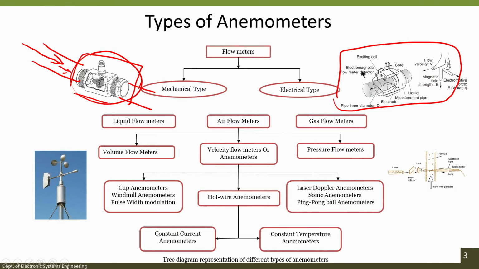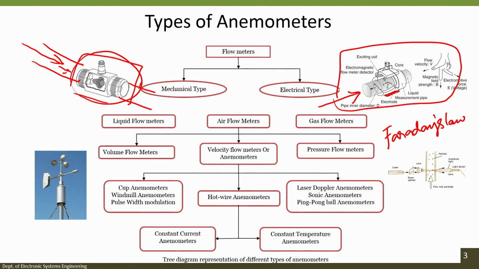As you can see, this here is the electromagnetic flow meter detector. Now, where does this come into play? I'm sure you understood what Faraday's law is. When a conductive fluid flows through this device, like you can see the coils here, the exciting coil, when these coils are excited, a magnetic field is generated throughout the area of the device. So when there is a magnetic field and a conductive fluid flows through this device, a voltage is generated, and the electrode placed here is used to measure the voltage that is induced.